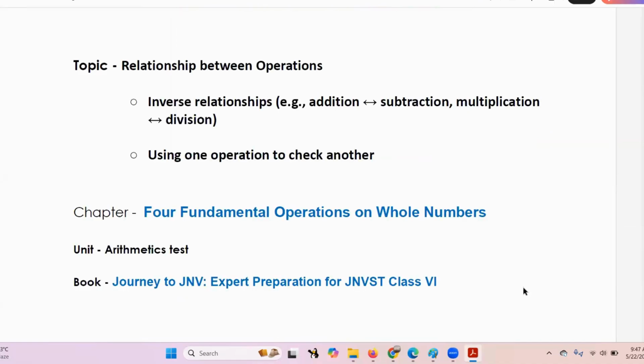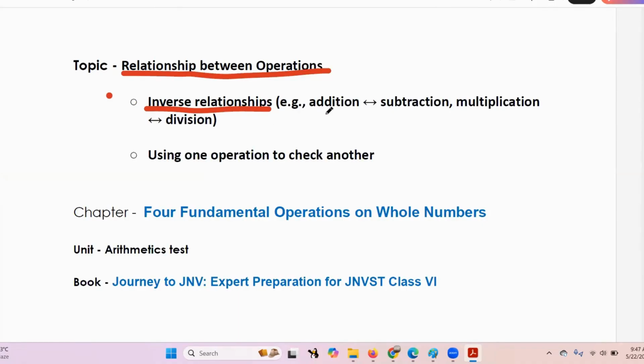The topic name is the relationship. The relationship operation is nothing but the inverse relationship. Inverse means, in Hindi, ulta. What is the inverse relationship?